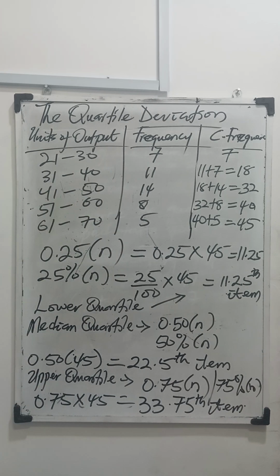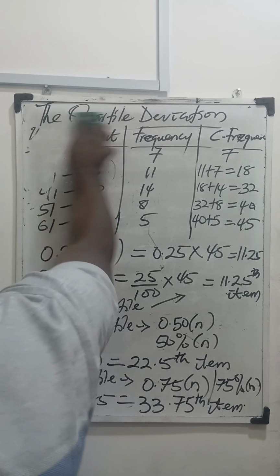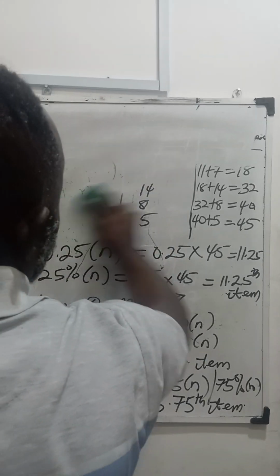So that's for the lower quarter, the median quarter, and then the upper quarter. The lower quarter is 11.25. It is the 11.25th item among the units of output. The median quarter gave us 22.5. And then the upper quarter gave us 33.75. So that's not where we're going to stop. We actually need to go further.